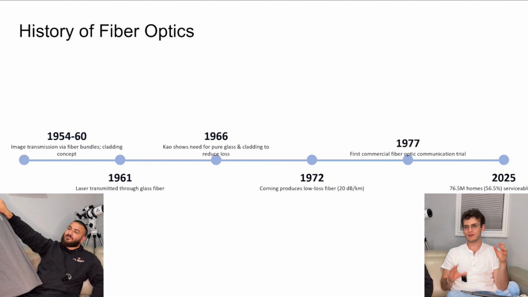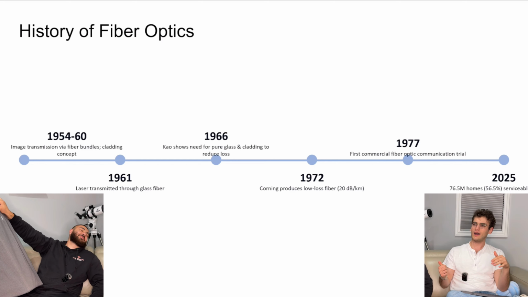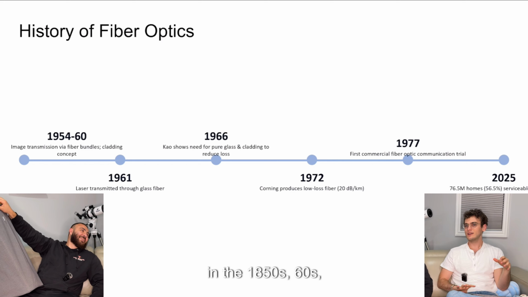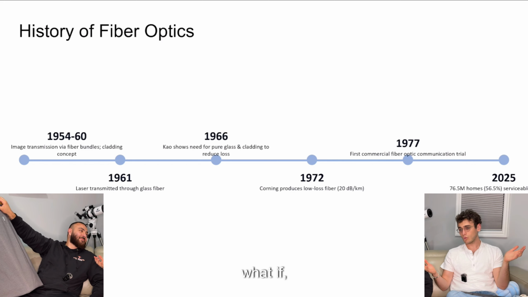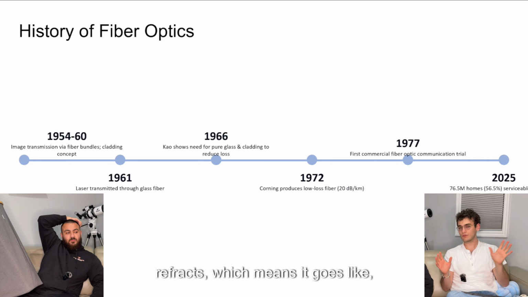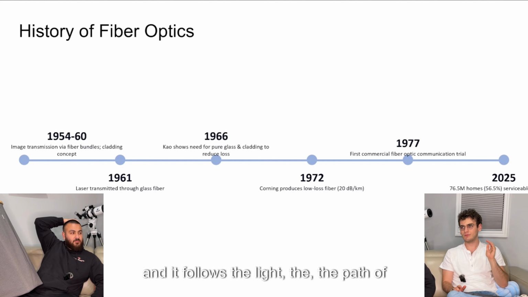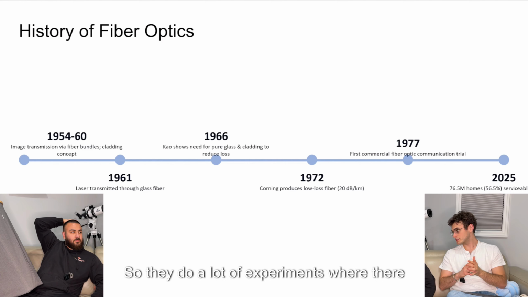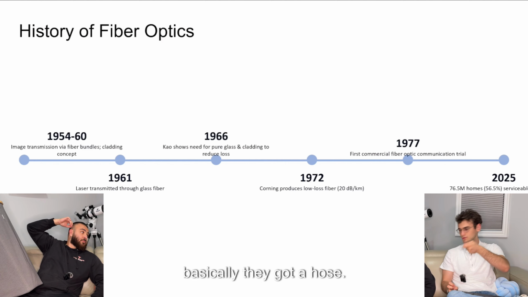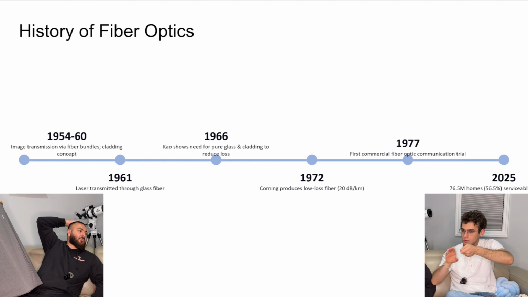And then in the mid 1800s, another French gentleman, and I think half an American guy, in the 1850s, 60s, observed that light passing through water refracts, so it changes course and follows the path of the water. They did experiments with a hose, pointing it forward, and you know how water would go out and go down a little? If you shine light into that, like a laser pointer, the light would also just follow.